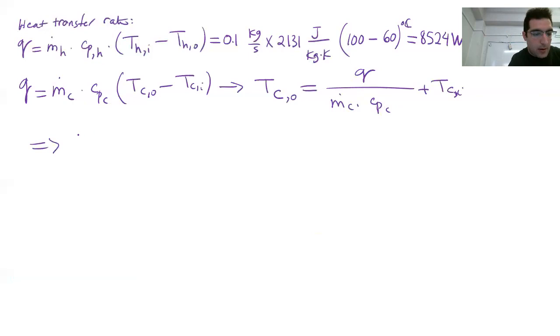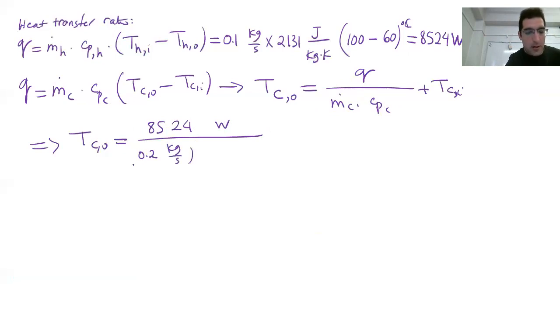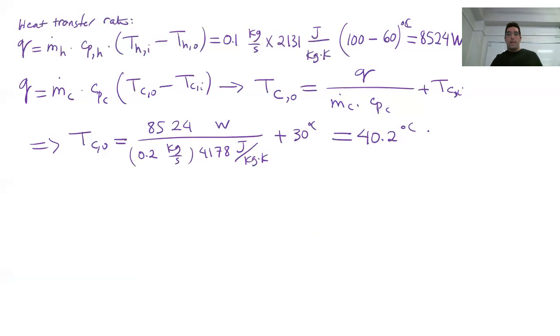So this way I can find the outlet temperature of the cold fluid equal to Q, which is 8524 watt, divided by m dot of the cold fluid, 0.2 kilogram per second, Cp of the water, which is 4178 joule per kilogram Kelvin, plus inlet temperature of the water, which was 30 degrees C. So the outlet temperature for water is 40.2 degrees C. And see how this is close to our initial guess.